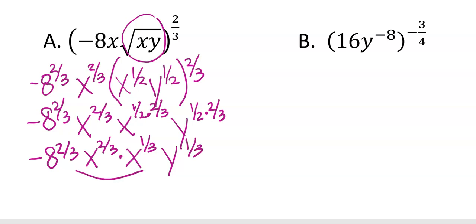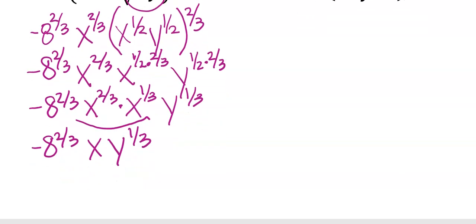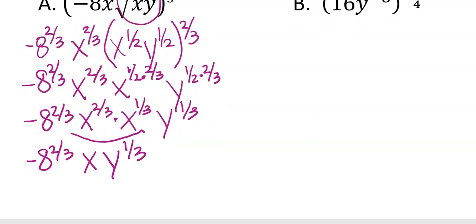Now, what do you do when you have numbers at the same bases? What do you do with those? Add them. So 2/3 plus 1/3 would be 3/3. That's the same as 1. And the only thing I haven't done yet is the 2/3 thing. And this I don't do. We can do fractions. Let's do fractions since I started like that.